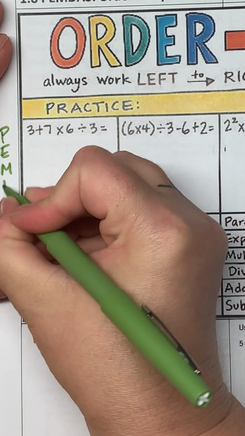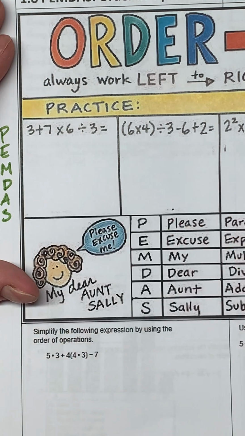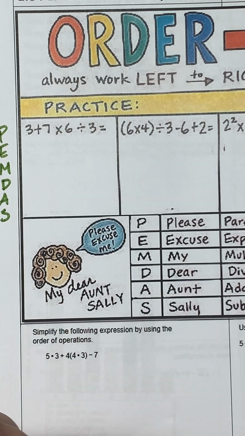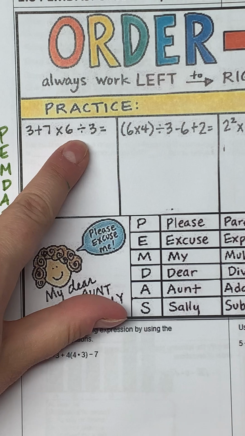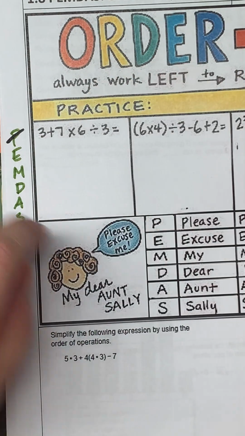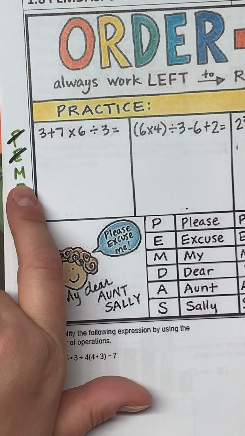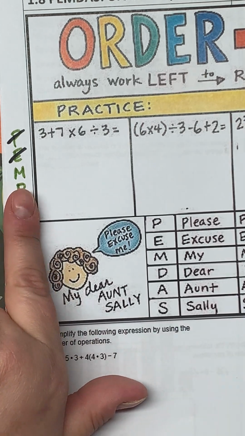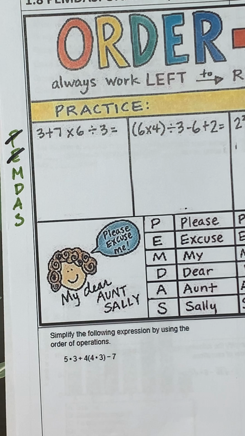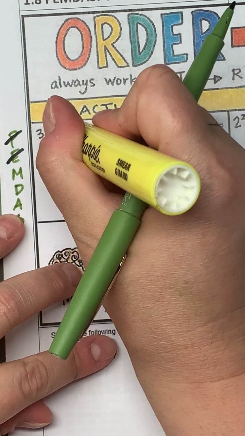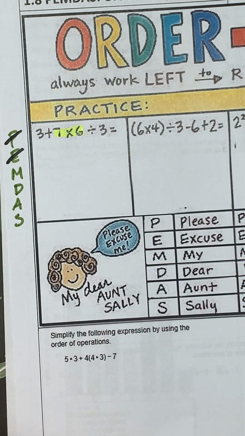And if I write down PEMDAS, let's see. So the question was, is there anything inside parentheses to do? Nope, not on this first problem. Are there any exponents? Nope, not on this first problem. Is there a multiply sign? Heck yes, there is. Where's the multiply sign? Right here. 7 times 6. So let's do that.